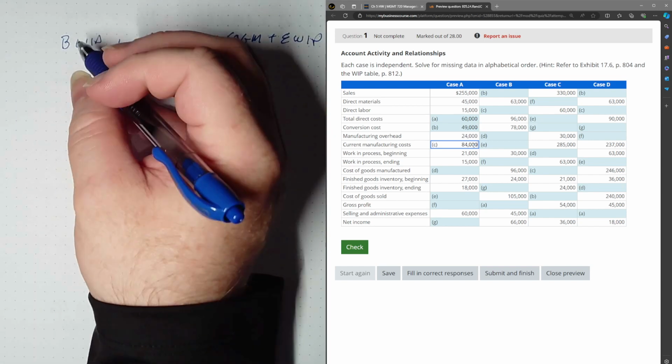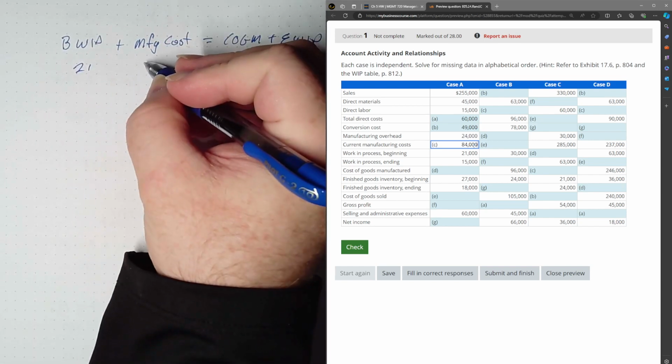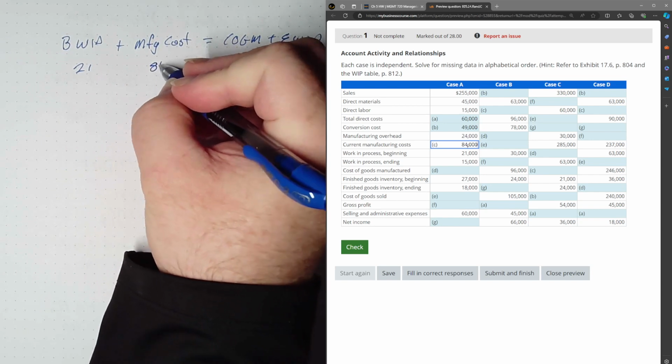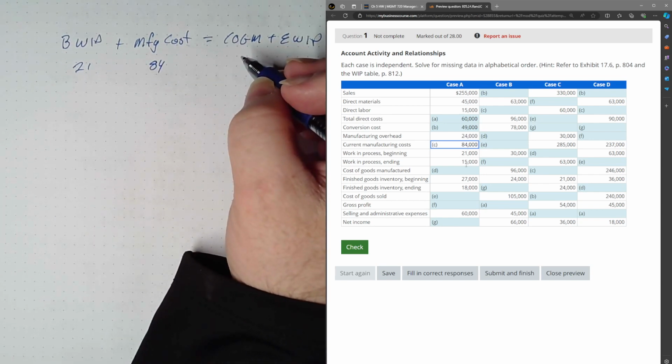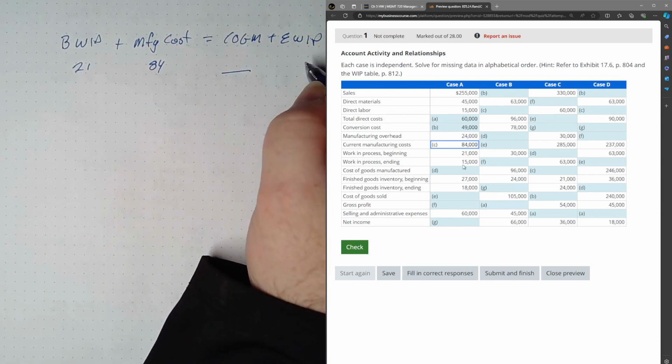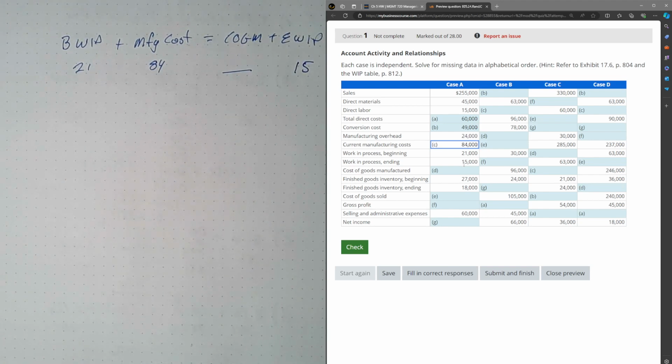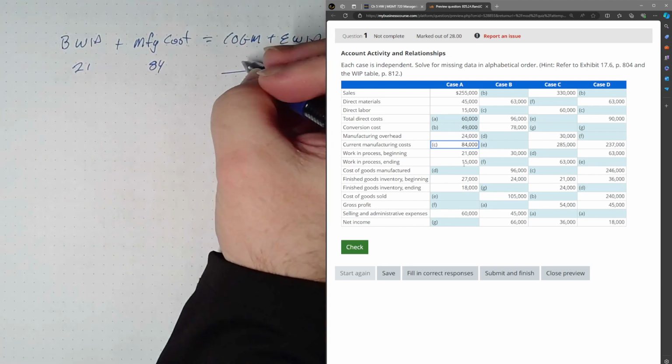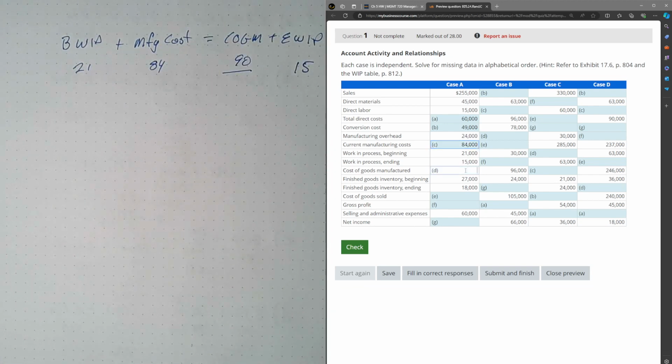So our beginning work in process here is 21,000. The manufacturing costs are 84,000. Cost of goods manufactured is what we're looking for. Ending work in process is 15. And so 21 plus 84 is 105 minus 15. It's going to be 90. So that should be 90,000 here.